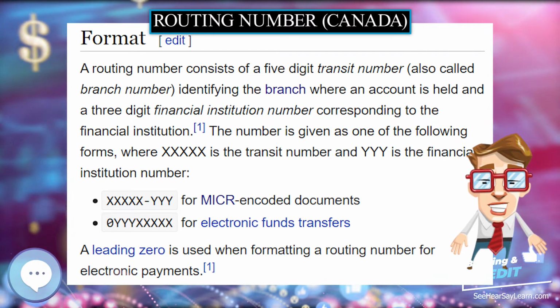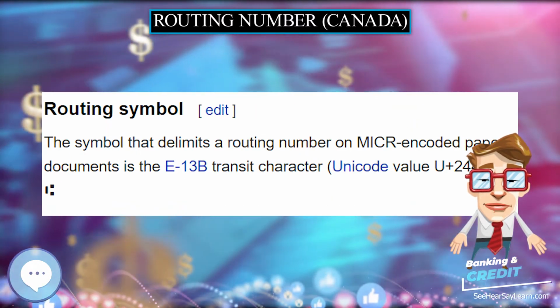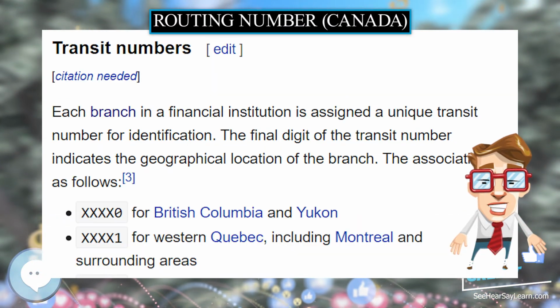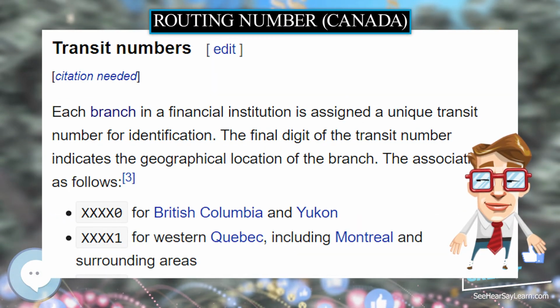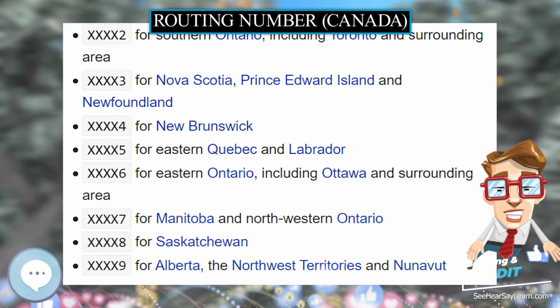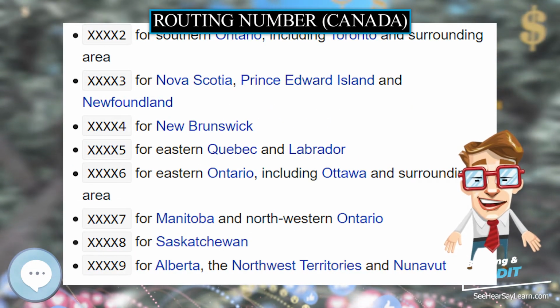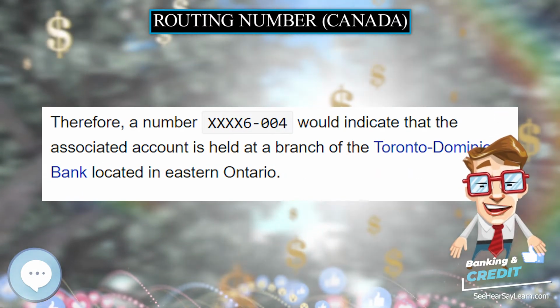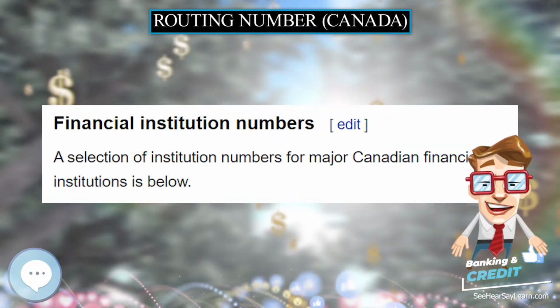Transit numbers. Each branch in a financial institution is assigned a unique transit number for identification. The final digit of the transit number indicates the geographical location of the branch. The association is as follows. Therefore, a number 4xxxx6 would indicate that the associated account is held at a branch of the Toronto-Dominion Bank located in Eastern Ontario.